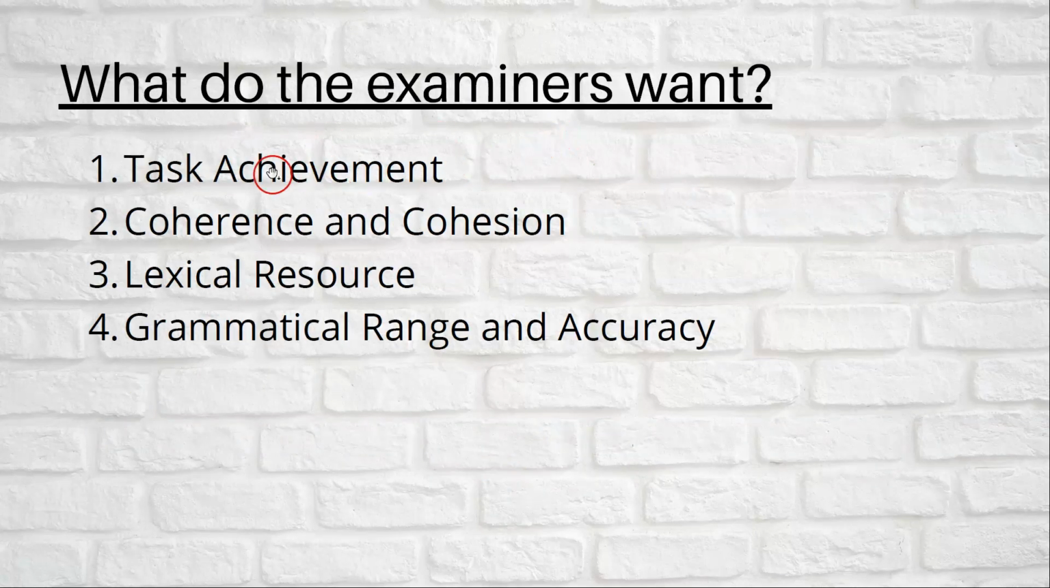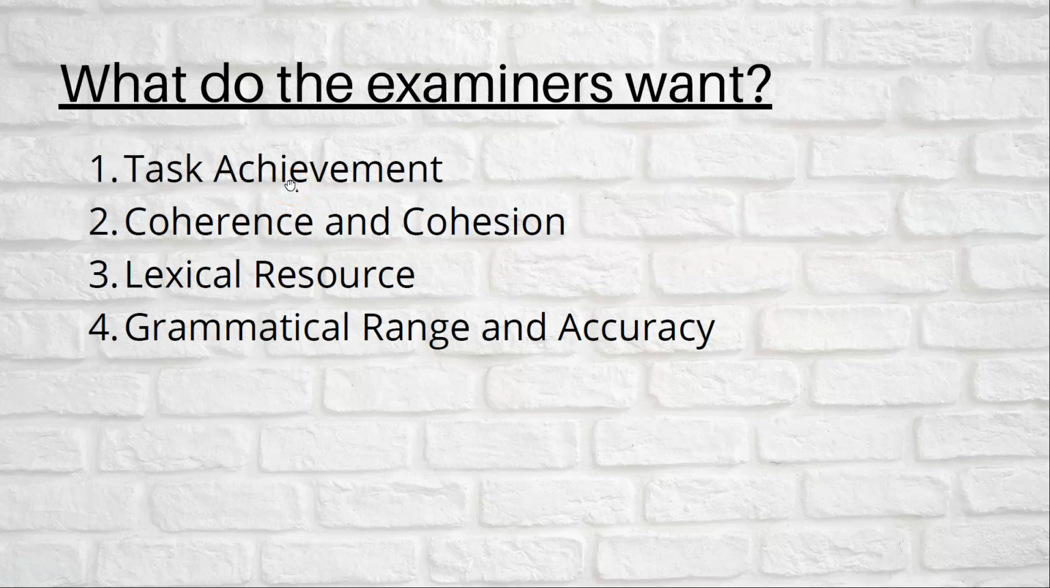What do examiners want? So these are the 4 criteria on which the examiners will judge you: task achievement, coherence and cohesion, lexical resource, grammatical range and accuracy. So task achievement basically means how well have you answered the question.